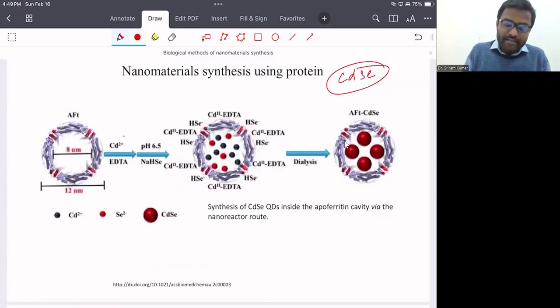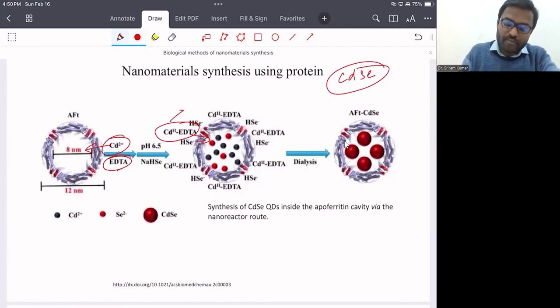So what happens if we add cadmium plus 2 in the solution? Because of the channel, it will enter inside this cavity, and here we can use EDTA to control the migration of the cadmium plus 2 from outside to the inside, because cadmium and EDTA will make a complex, and that will hinder the diffusion of this cadmium EDTA from outside to the inside. So here the EDTA acts as a kind of complexing agent.